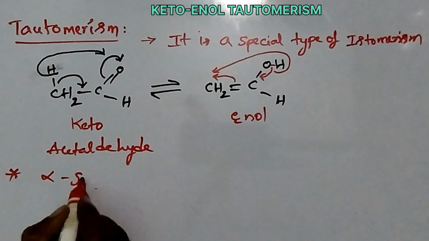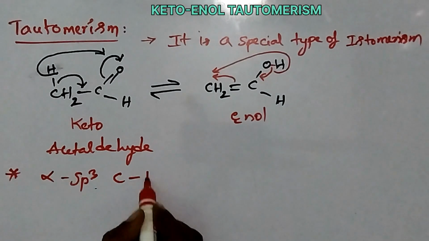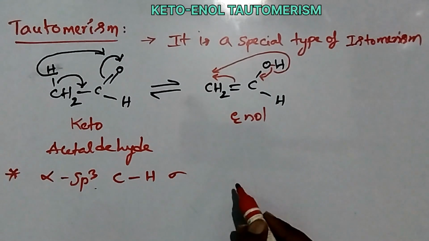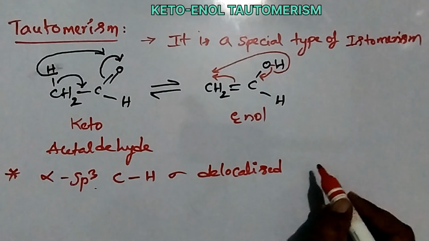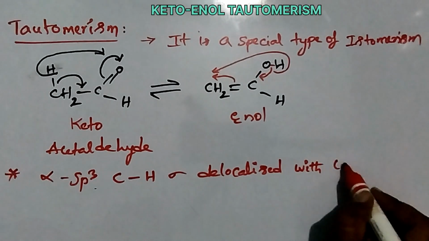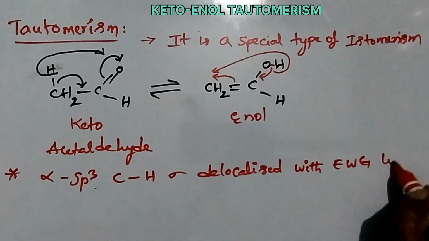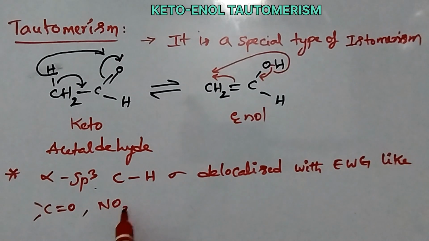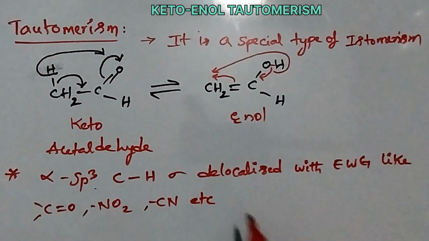Alpha sp3 carbon, which has a hydrogen. The carbon hydrogen sigma bond is delocalized with the EWG, electron withdrawing group, like C double bond O, NO2, CN, etc.